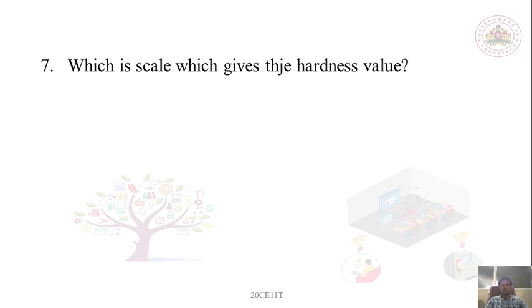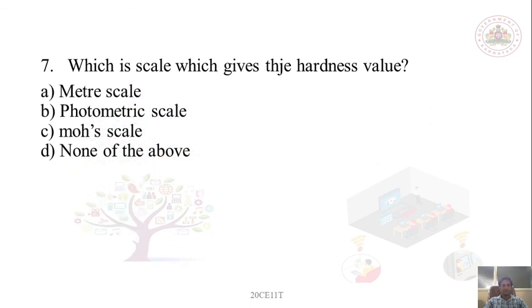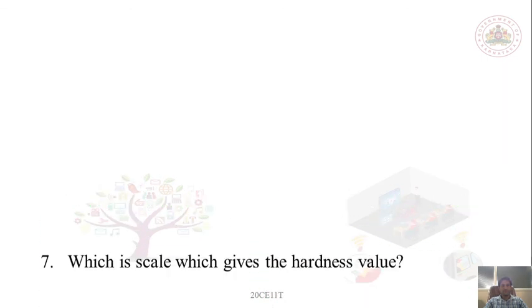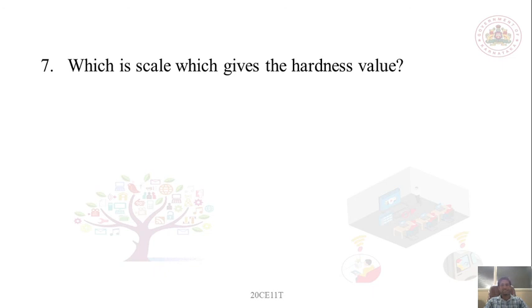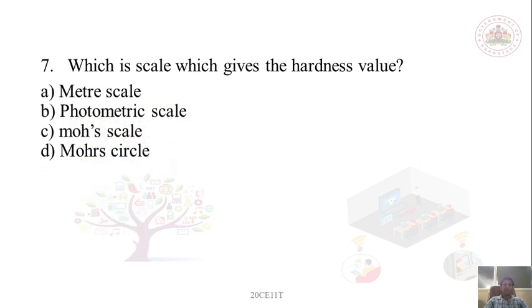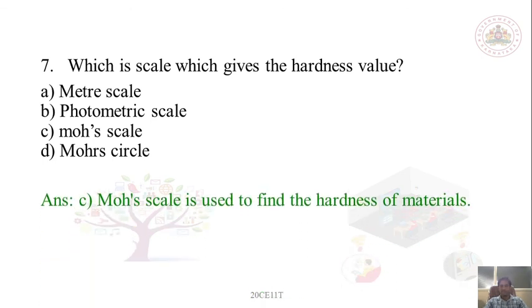So the next question is, which is the scale which gives the hardness value? We have this question 2 times here. Number 1, meter scale, photometric scale, Mohs scale, and Mohs circle. As we have discussed, meter scale is for distance measurement, photometric is for light measurements, so it will not come in the hardness value. Mohs scale and Mohs circle are 2 different things here. Mohs circle is used for stress in strength of materials. Mohs scale is used for the determination of the hardness value of materials, even stone also.